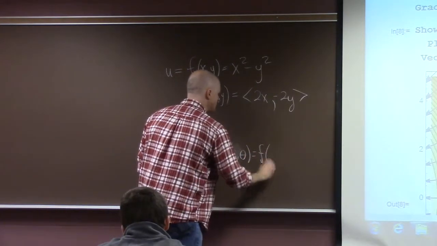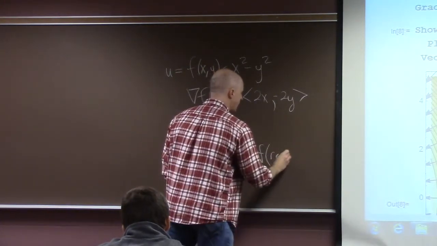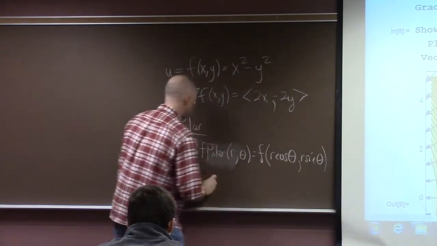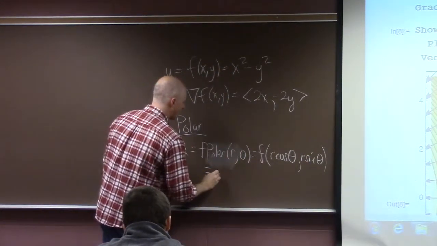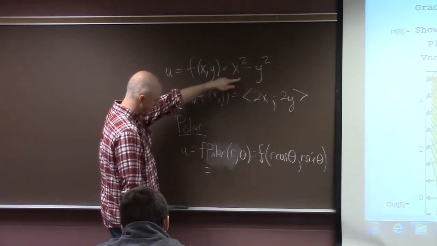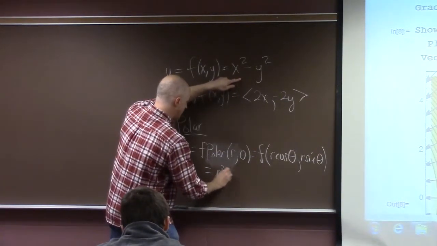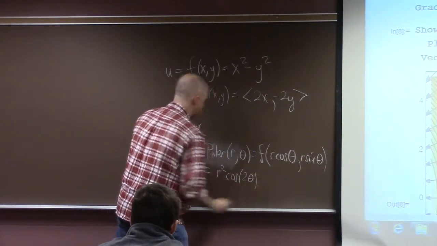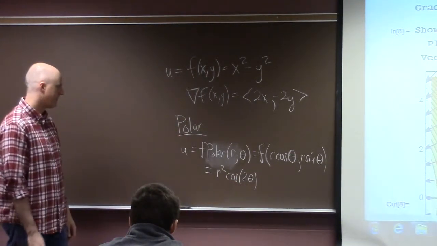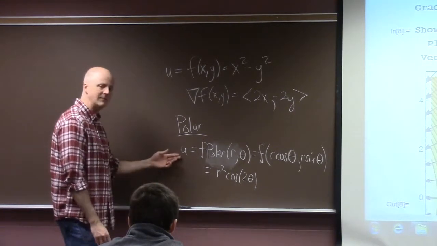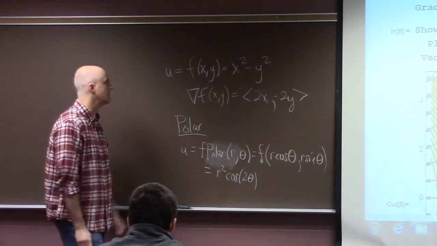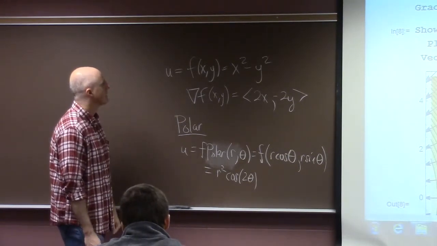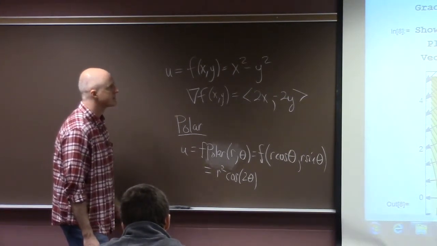But again, the way you find it is you replace x with r cos theta and y with r sine theta. You get r squared cos squared theta minus r squared sine squared theta, which via a double angle formula simplifies to r squared cos 2 theta. Giving you the same outputs, the same U values, the same temperatures, if you like, at every point in the plane, but it's a different formula based on whether you're using rectangular or polar coordinates.